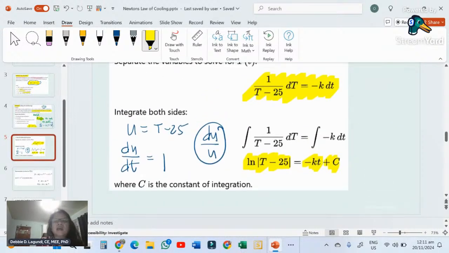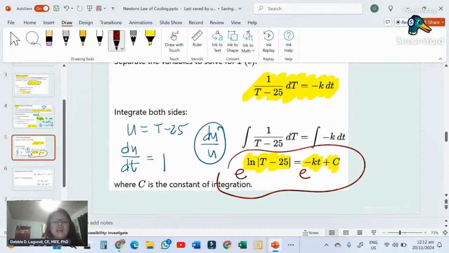Oh, there is one missing there. I'll do it here. You're going to raise all this with e as the base. So it becomes e to the ln of absolute T minus 25 equal to e to the negative kt plus c. Having this notation, then you can do T minus 25 ln e on the left side, and ln e is equal to 1, equal to e to the c times e to the negative kt. We did this already before in the first application.